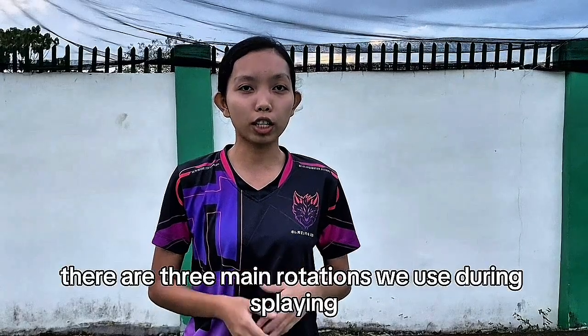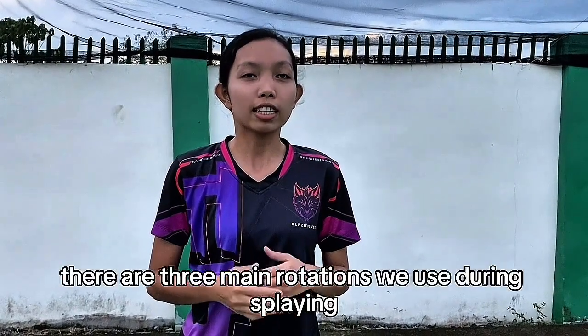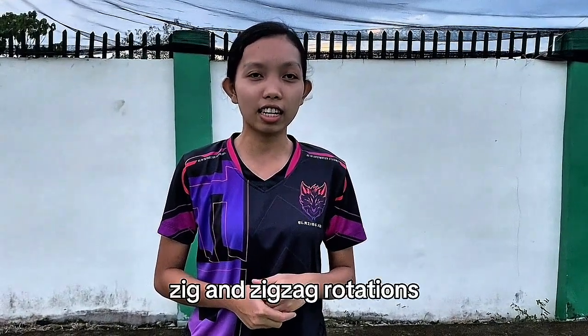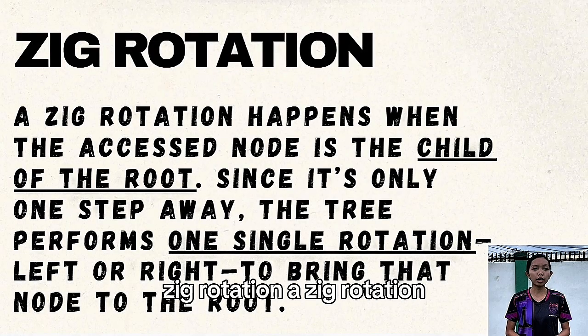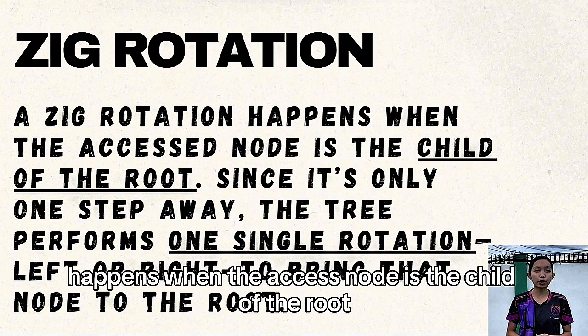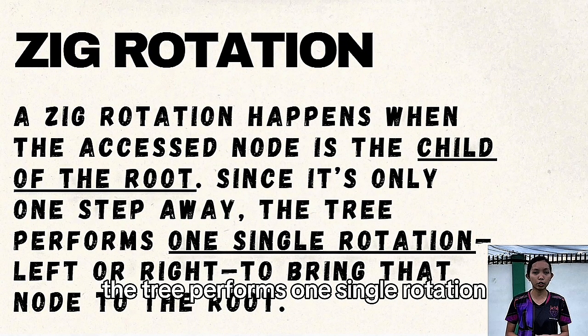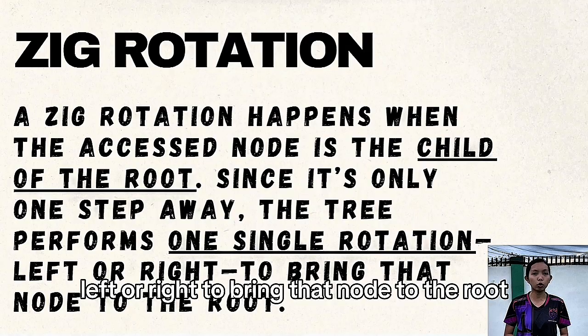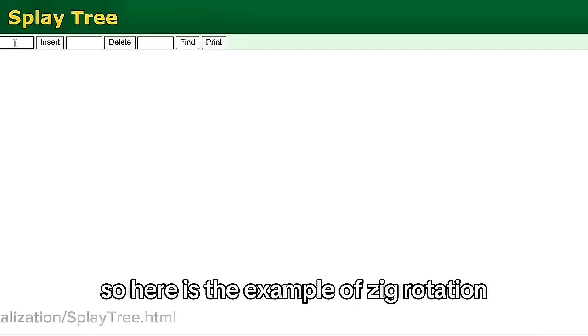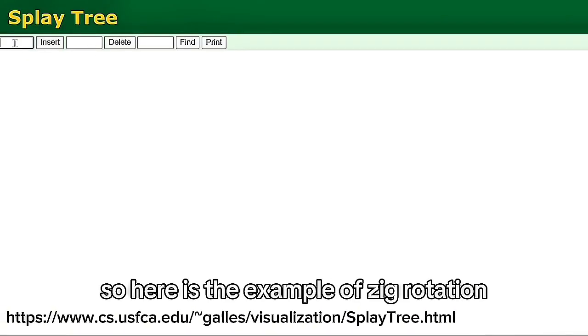There are three main rotations we use during splaying: zig, zig-zig, and zig-zag rotations. Zig rotation. A zig rotation happens when the accessed node is the child of the root. Since it's only one step away, the tree performs one single rotation, left or right, to bring that node to the root. So here is an example of zig rotation.